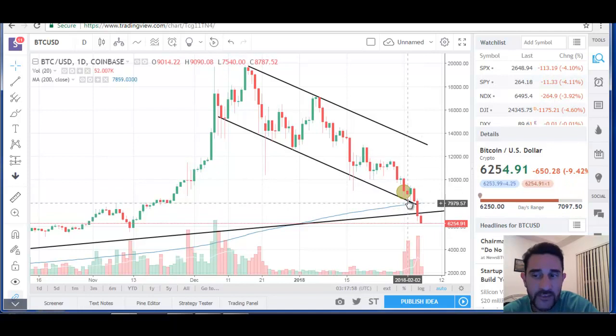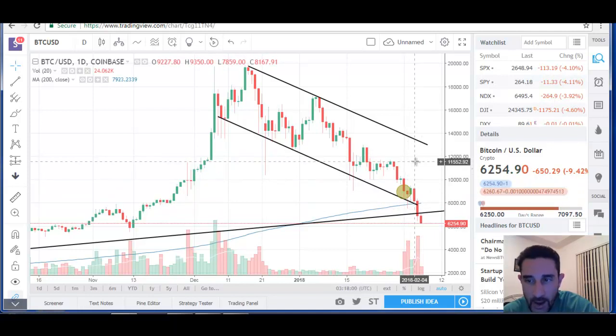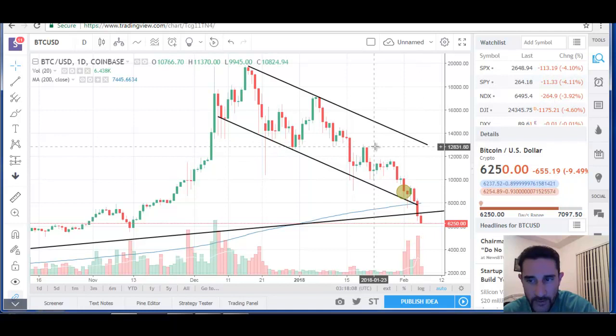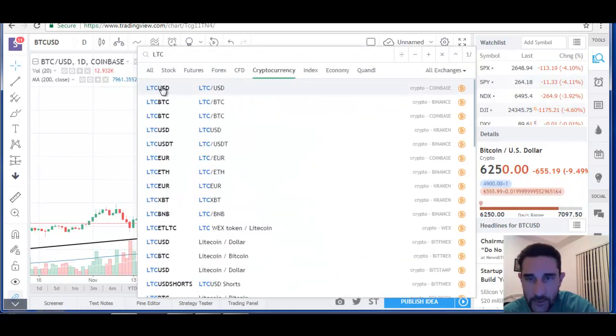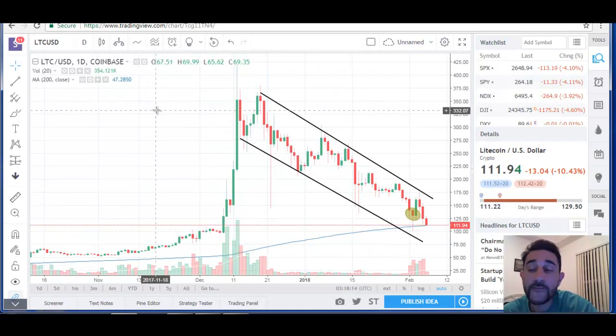And at the same time, even if this thing did bounce, I would have been taking profits at 11, 12K here because I can't expect a huge follow through the way it's going. So let's take a quick look at Litecoin. Litecoin, a little bit of a different story here.